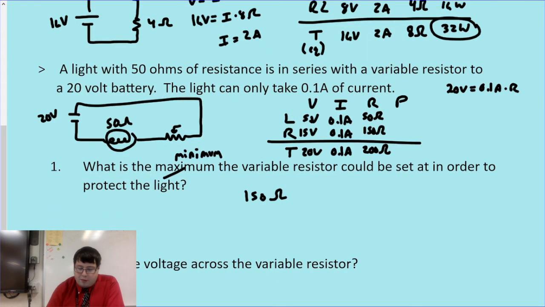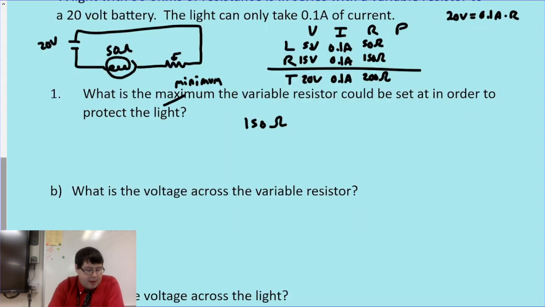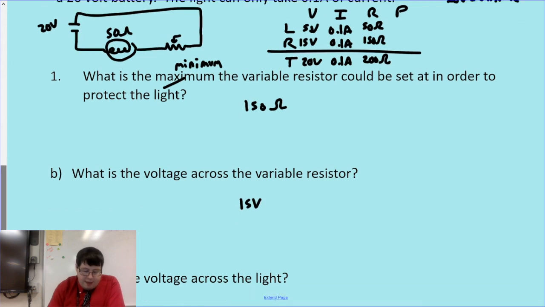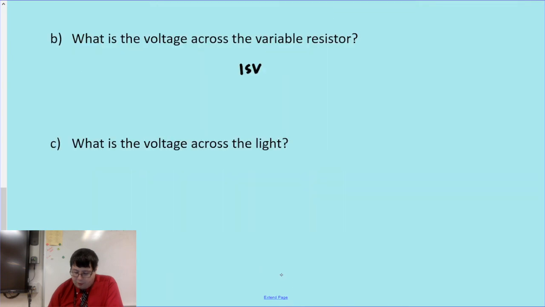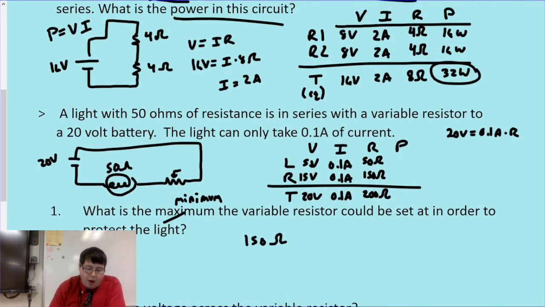Part B, what's the voltage across the variable resistor? The voltage across my variable resistor is 15 volts, 0.1 amps times that 150 ohms we found there. And then finally, what is the voltage across the light? We found that that was 5 volts, and that's good because 5 volts plus 15 volts adds up to my total voltage from my battery. So you'll notice they don't always have to be equal. You might have different voltages on different components in a series circuit.